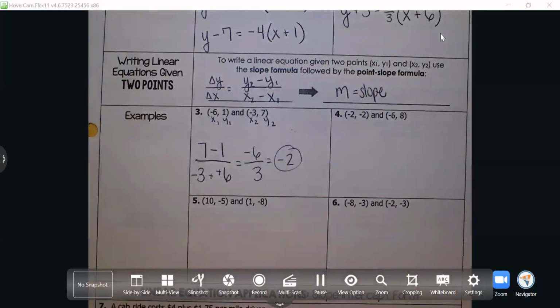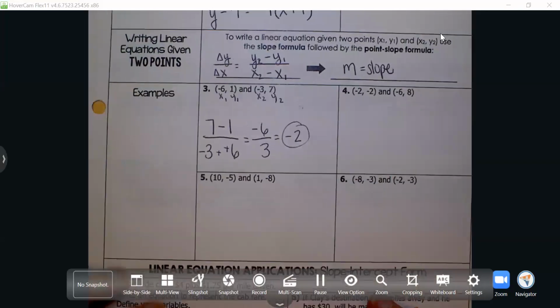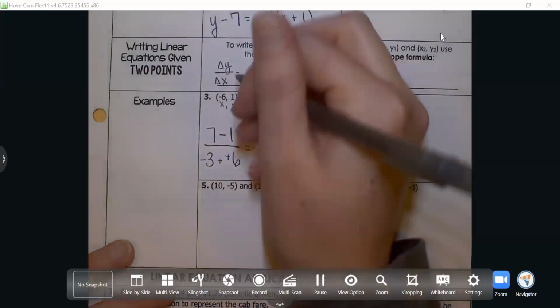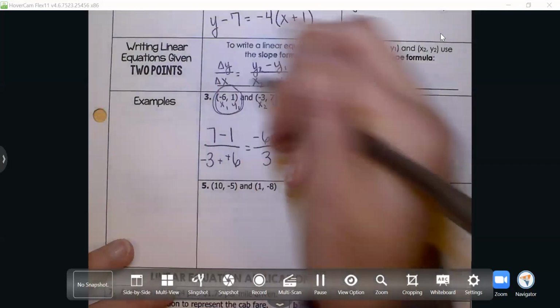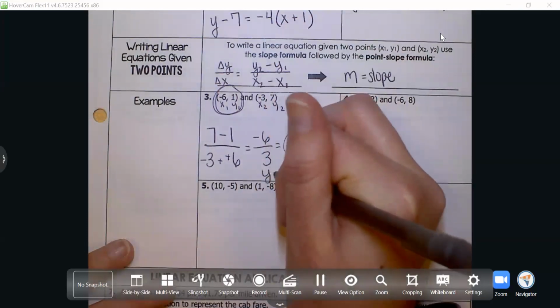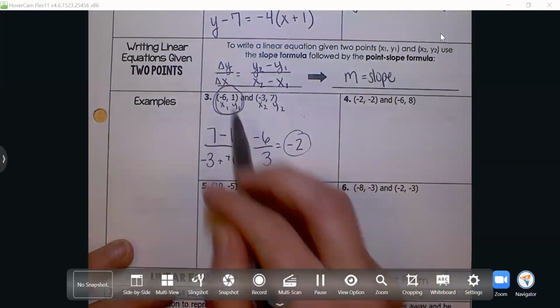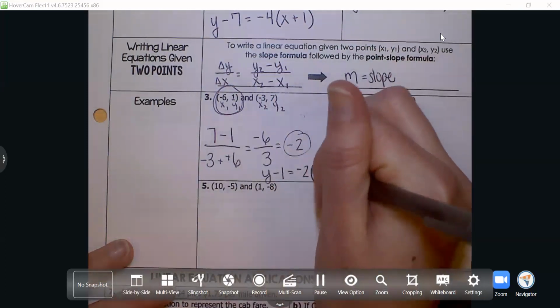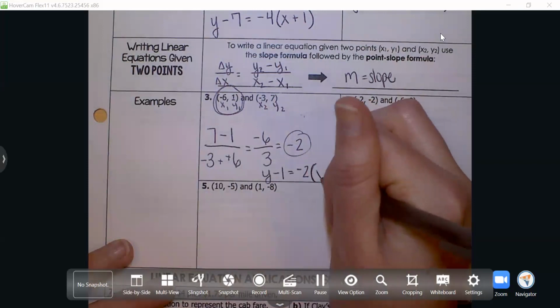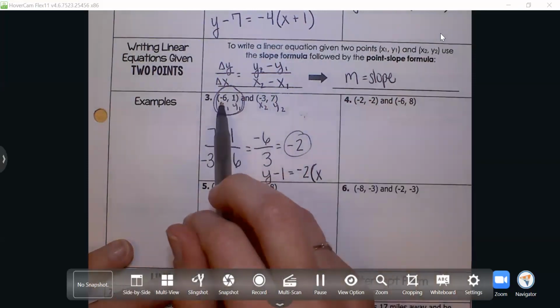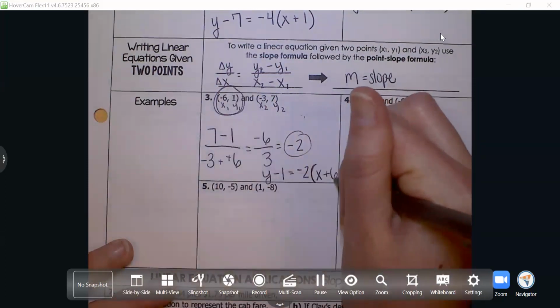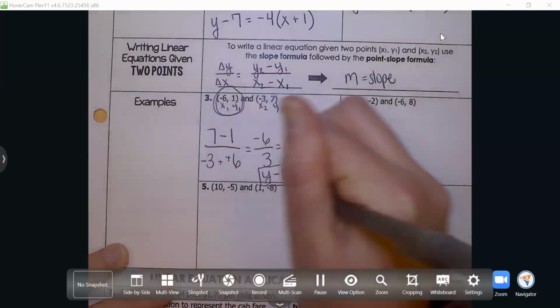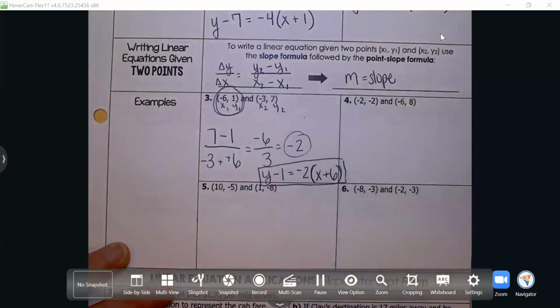Oh shoot, and I didn't give myself room to write my slope, point slope form. So I'm going to just choose one ordered pair here and go y minus 1, using the 1 from that ordered pair, equals my slope that I just found, and x minus -6, which becomes +6. So that is my final equation.